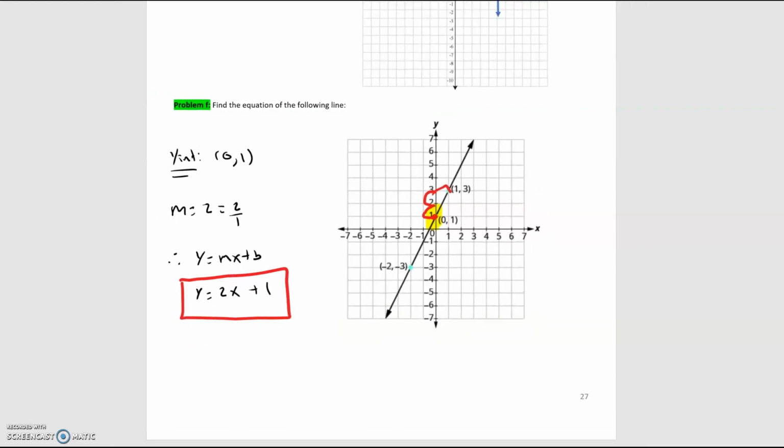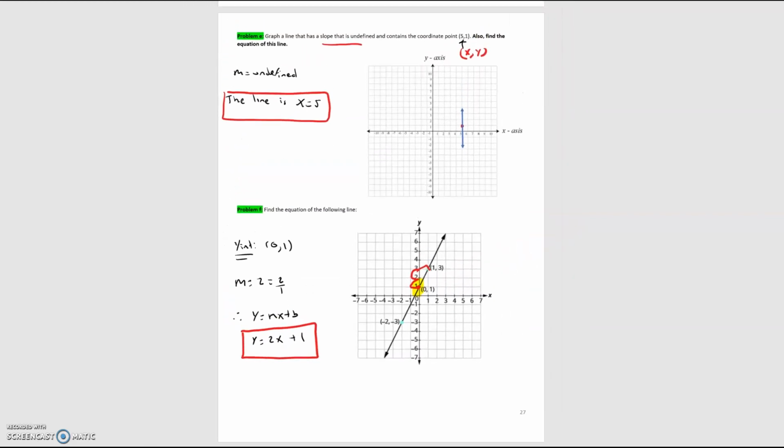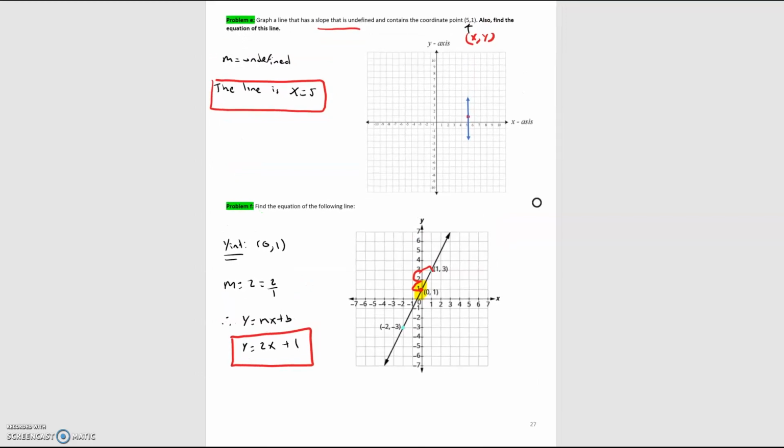That's actually it for this set of problems. Let me just double check. So you are going from (0, 1). I'm checking this part here. So 2 units up and then 1 to the right. Yeah, slope of 2. Okay, you guys, that's actually it for this set of examples.